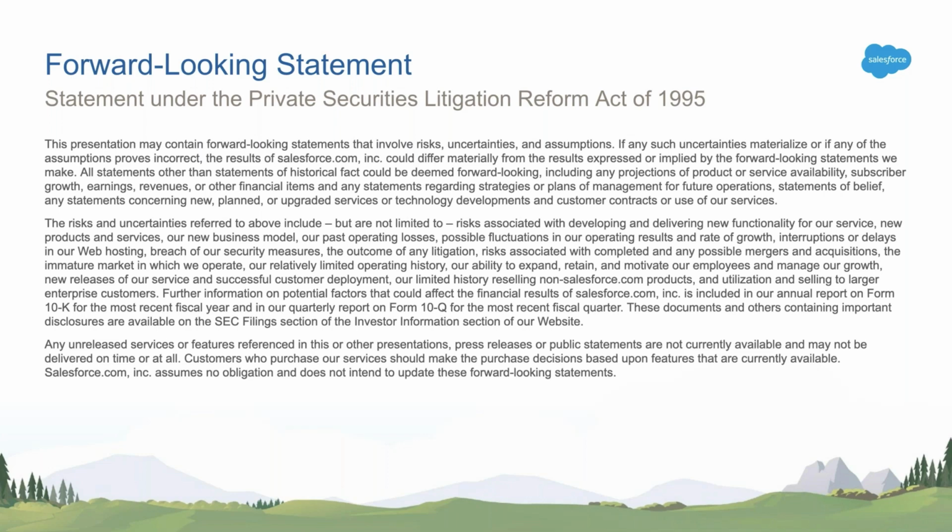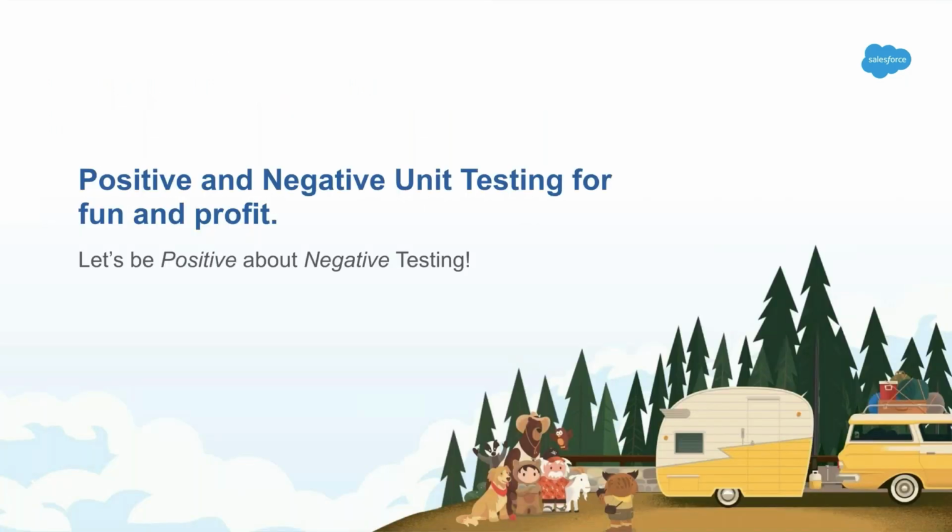All right, with that, let's talk about what we're going to do today. We're going to do positive and negative unit testing. There's a whole bunch of different ways of doing unit testing, but we're going to look at two patterns today, positive testing and negative testing. And we're going to learn all about those, and we're going to actually implement some positive and negative tests for a class that we have written. So what are positive and negative testing? Well, I'm glad you asked.